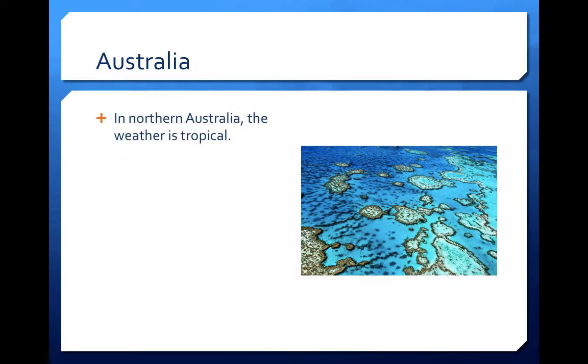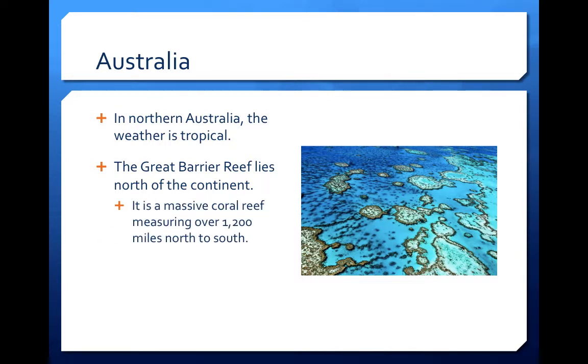In northern Australia, the weather is tropical. The Great Barrier Reef lies north of the continent. It is a massive coral reef measuring over 1,200 miles north to south.